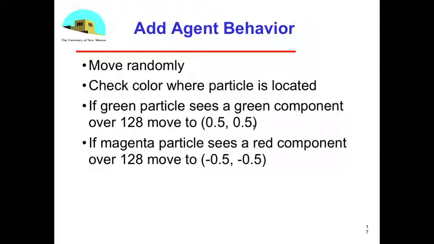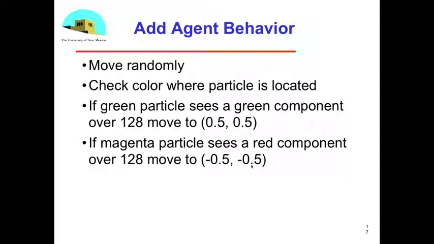This is a very contrived example, but it has pretty much the elements of that ant simulation. Everybody who sees a green component over halfway green, I'm going to move to 0.5, 0.5. And then all of the magenta particles are going to look at the red component, because if it's magenta, it's going to have both a red and a blue in it. If it's over halfway, they're going to be moved over to minus 0.5, minus 0.5, kind of diagonally opposite.